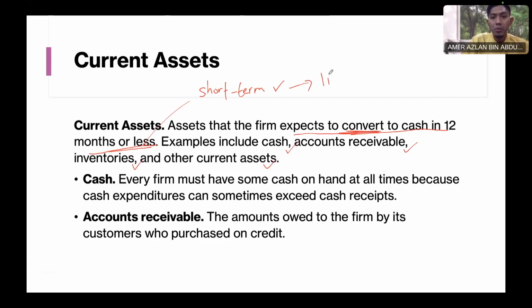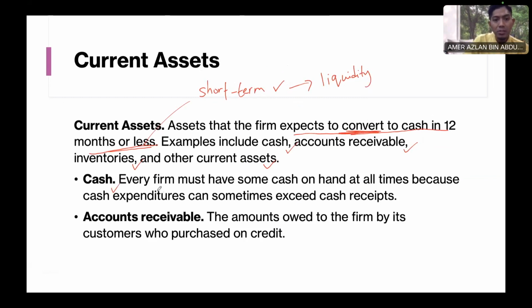And this is also referring to liquidity, or in Malay we call it tahap kecairan. If the liquidity level is high, or tahap kecairan dia tinggi, that means the company has sufficient current assets. We'll talk more about that afterwards in net working capital.